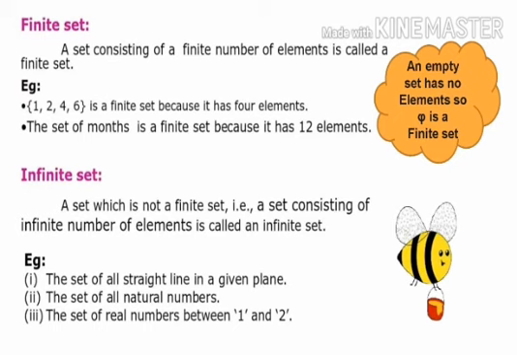Look at the example for the finite set {1, 2, 4, 6}. It is a finite set because it has 4 elements. The set of months is a finite set because it has 12 elements. And looking at this example of infinite set, the set of all straight lines in a given plane. The second one, the set of all natural numbers, which has no end. The set of real numbers between 1 and 2, which is infinite.